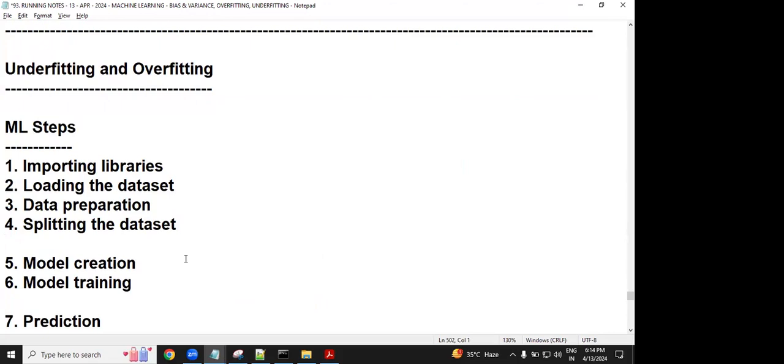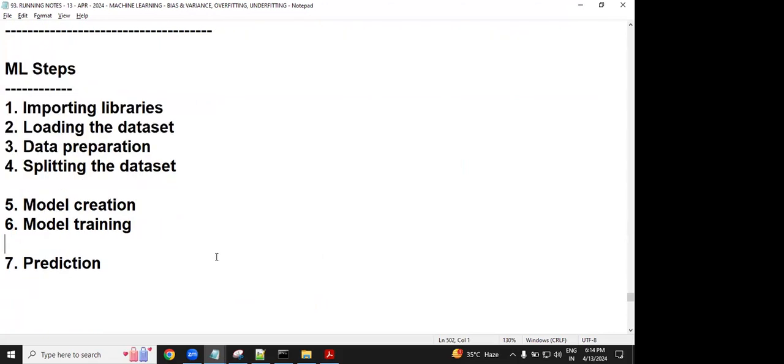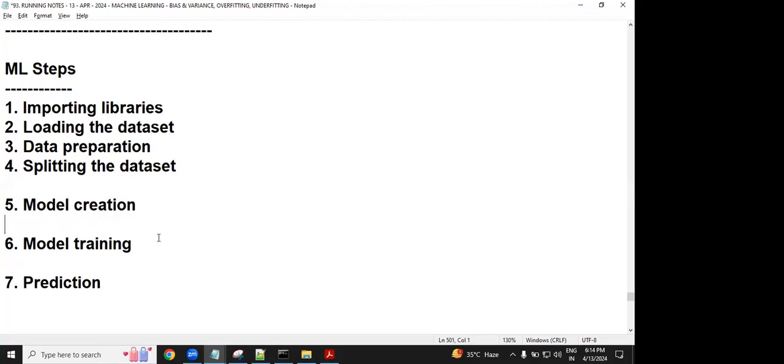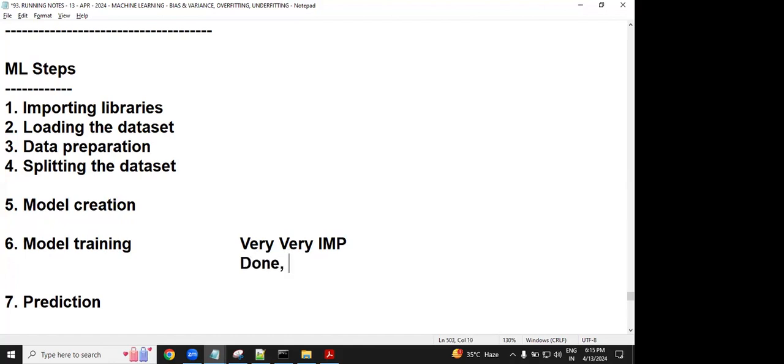Step number 5 and step number 6 are very, very important. Once the training is done, every ML algorithm tries to generalize well. What do you mean by generalize well?